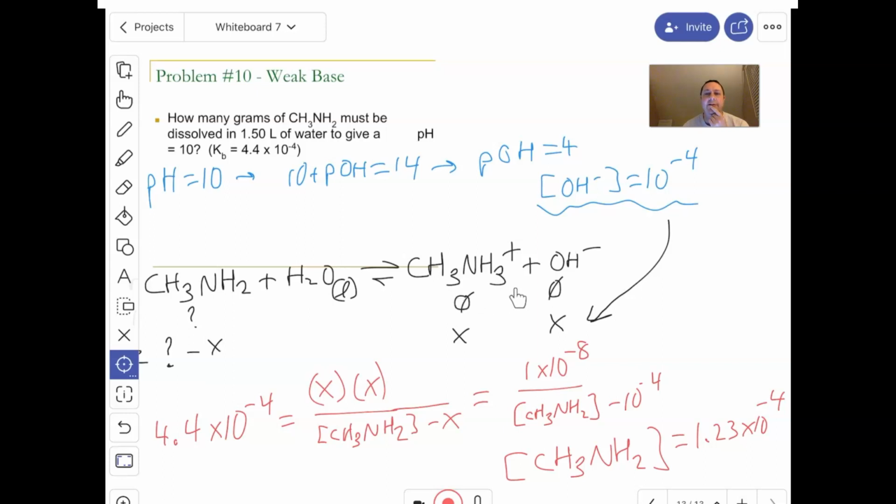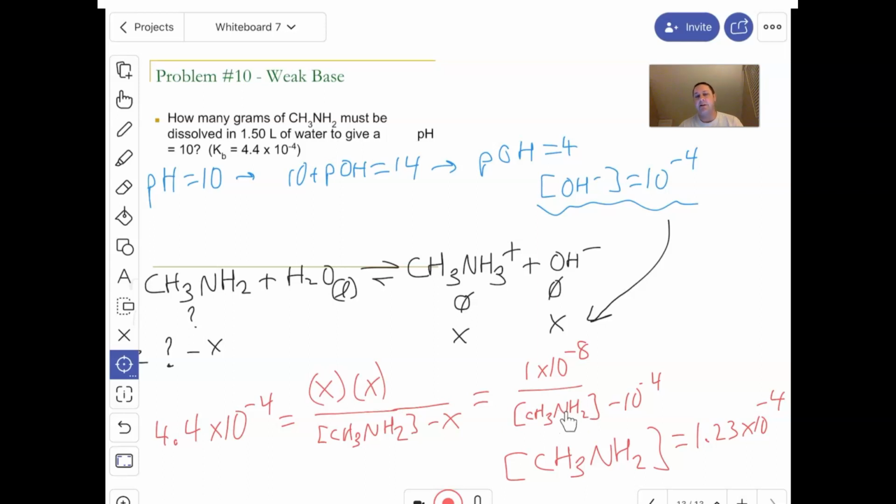I'm going to start initially at 0 and 0 here, and that question mark, whatever I start with, I'm going to lose some of it, so minus X, and I get X of each of those. And just like last time, we know what X is. It's 10 to the minus 4th. So now I'll plug that in for KB. KB, 4.4 times 10 to the minus 4th, equals X squared, X times X, over that question mark minus X. I just changed the question mark now to CH3NH2, original concentration. I know what X is. It's 10 to the minus 4th, so I just plugged it in for everything. And then I solved for what is CH3NH2.